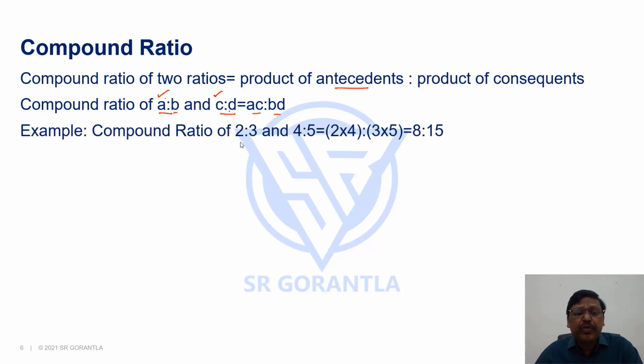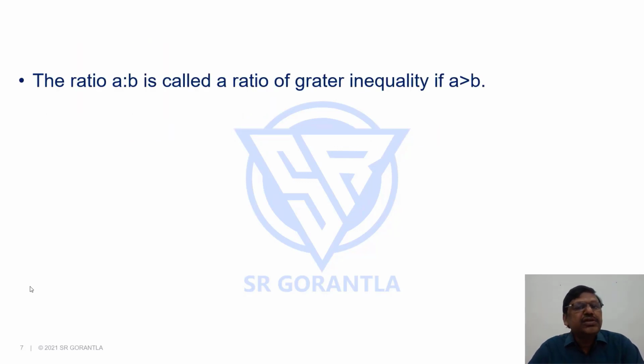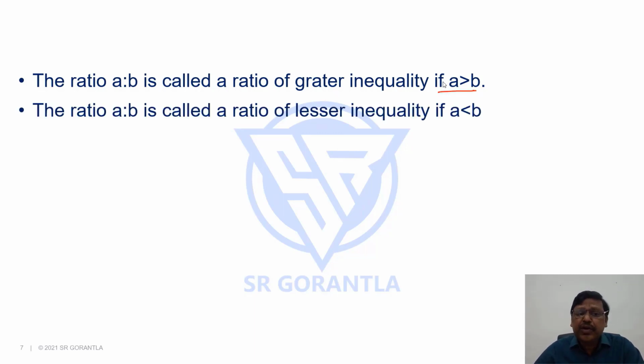For example, the compound ratio of 2 is to 3 and 4 is to 5 is 2 4s 8, 3 5s 15, so 8 is to 15. Then the ratio A is to B is called a ratio of greater inequality if A is greater than B, and the ratio A is to B is called a ratio of lesser inequality if A is less than B. And there are two important observations on this.